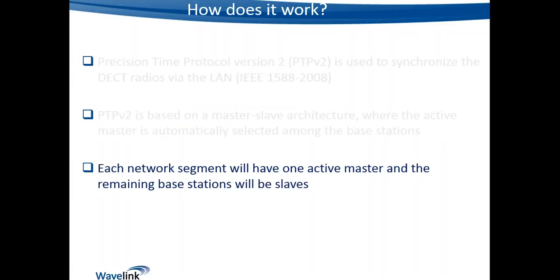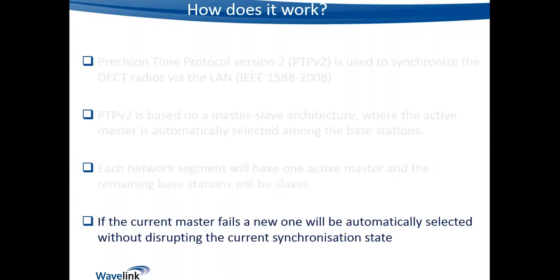Each network segment will have one active master and the remaining base stations will be slaves. So again, whether that's a single site or a multi-site deployment, that will happen on each of the sites. Realistically, that is still similar to how it would be with over-the-air sync, but the difference is that we don't need to manually configure that. And the current synchronization state isn't disturbed or disrupted when that base station goes down. So it doesn't have an impact as far as the user is concerned, and I guess that comes back to the self-healing aspect that we mentioned in a previous slide.